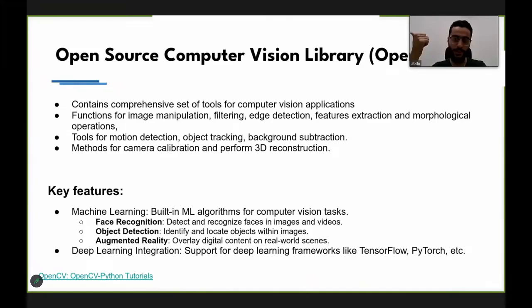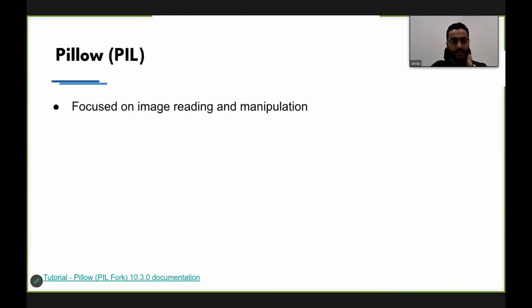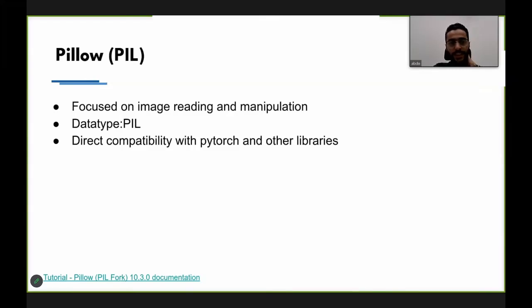So anyway, scikit-learn has general machine learning algorithms, while OpenCV is focused on just computer vision algorithms. The next library is PIL. It's used for image reading and manipulation. It has a data type called PIL, so if you check your variable and the type is PIL, you're using PIL. It's directly compatible with PyTorch and other libraries. You can literally use this data type directly and pass it to PyTorch and it will not complain.